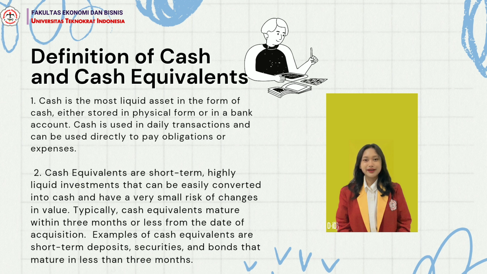2. Cash equivalents are short-term, highly liquid investments that can be easily converted into cash and have a very small risk of change in value. Typically, cash equivalents mature within 3 months or less from the date of acquisition. Examples of cash equivalents are short-term deposits, marketable securities, and bonds that mature in less than 3 months.